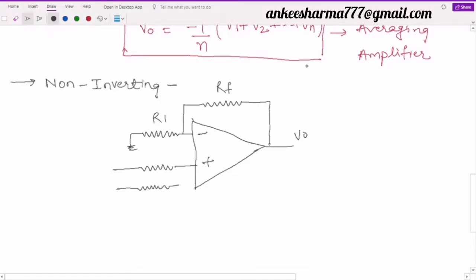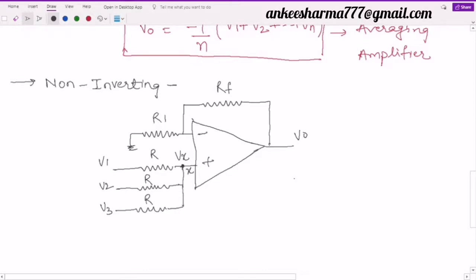I will take the case of 3 inputs over here just to make the calculations easy. Let these inputs be V1, V2, V3. Let these resistances also be the same, for easy calculations, I must say. And let this node be X, and let the voltage over here be Vx.